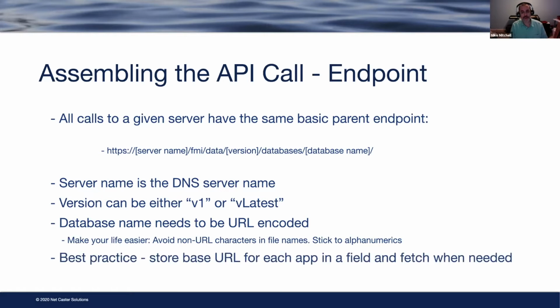Okay, as a best practice, we suggest storing your base URL, which is that string above, for each app in a field and fetch it when you need it. That way, it's dynamic, and if you happen to move servers or you change the version number, all you have to do is update the data in a field rather than go into all your scripts and change something.